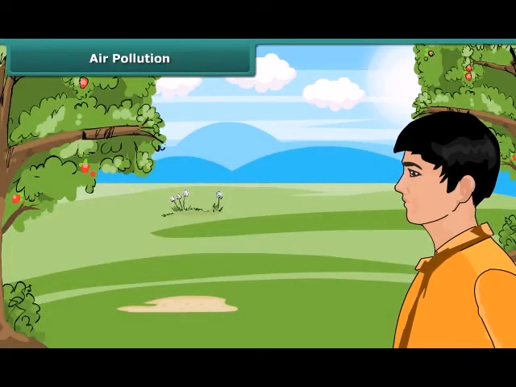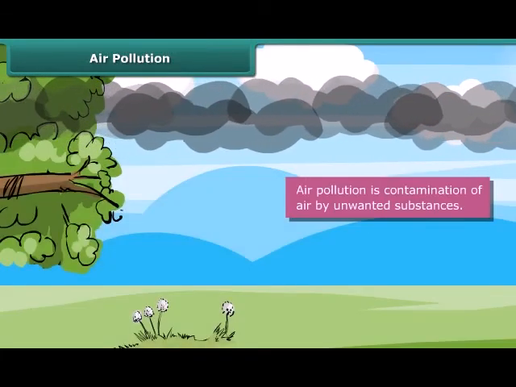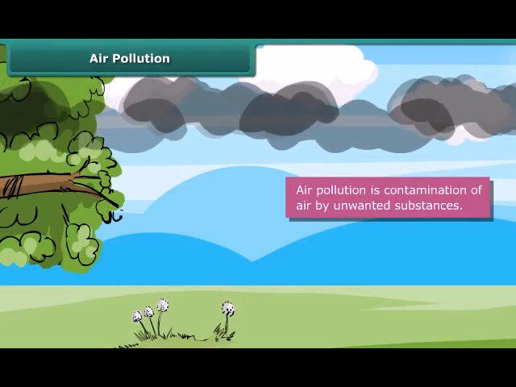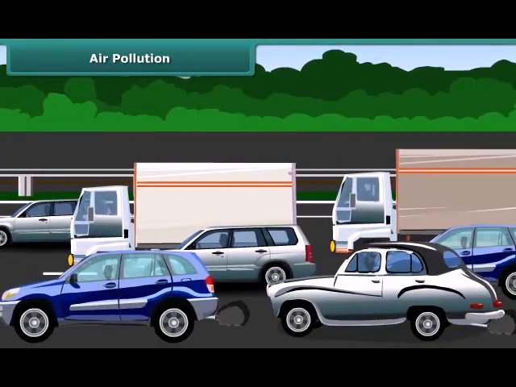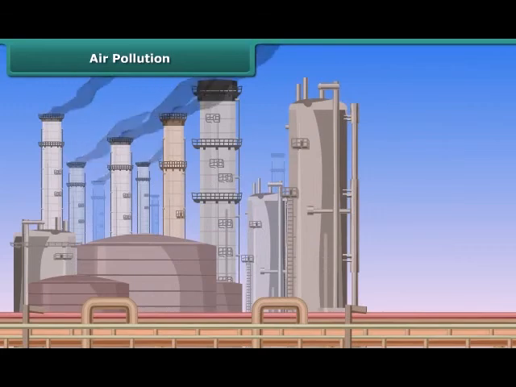Air is necessary for our lives. But air is getting polluted day by day due to the presence of unwanted substances in it. Now you would like to know where these substances come from. These are released when fuels burn in vehicles or factories, and power plants produce them as gaseous wastes.